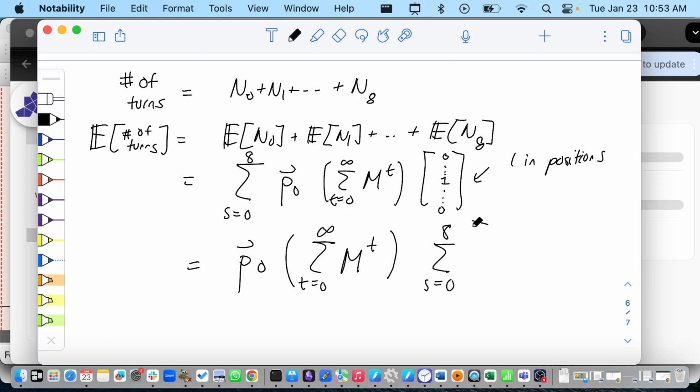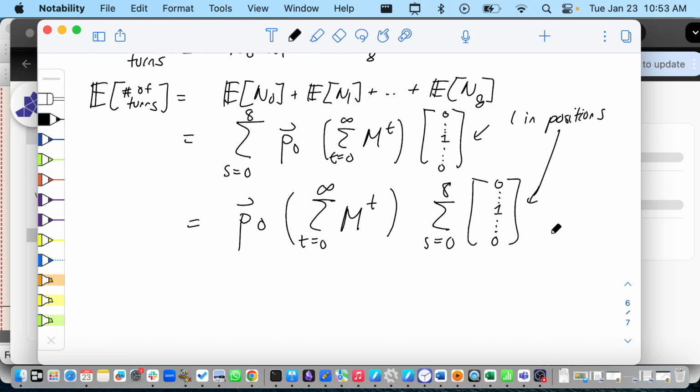Okay, so you have the sum of these things. 1 in position S. Right? So this part is the same no matter what s is. The only thing that's different is this little vector at the back. And now we're adding them up. That's p0. The sum, there's a name for this vector. And the name of that vector is the vector 1, 1, 1, 1, 1, 1, 0, right? Okay, it's supposed to have like 9 of them.